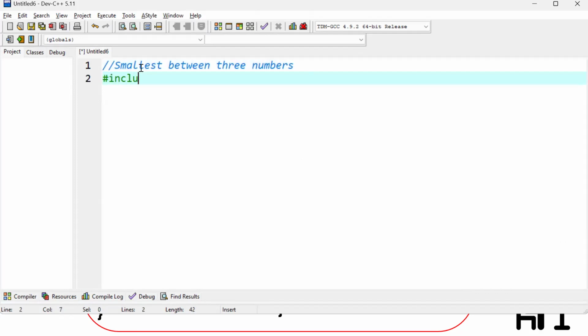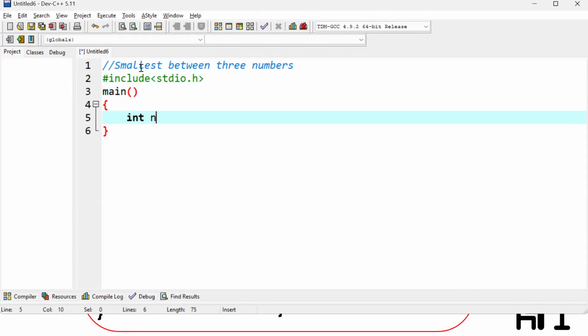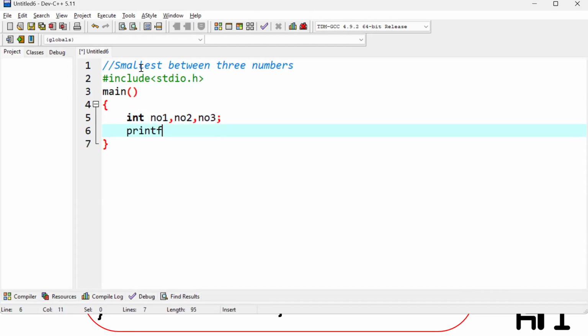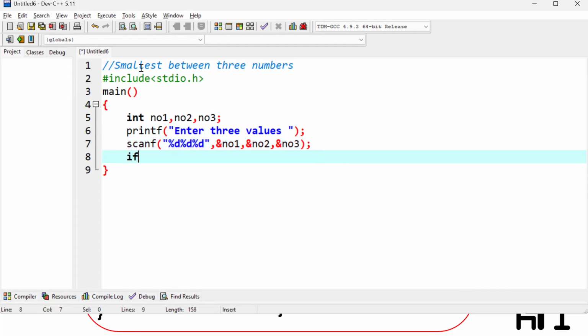As per our requirement, how many variables do I need? Obviously 3 numbers. Okay. So let us declare number 1, number 2, number 3. I'll take the input for all 3 numbers: number 1, number 2, number 3. Okay. Now let us give the condition.